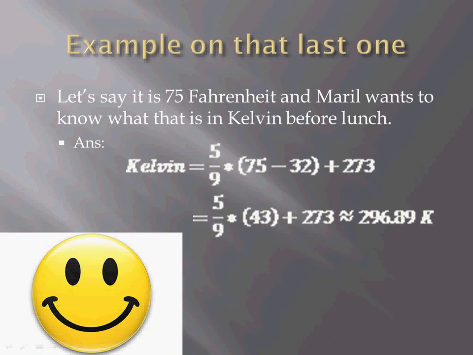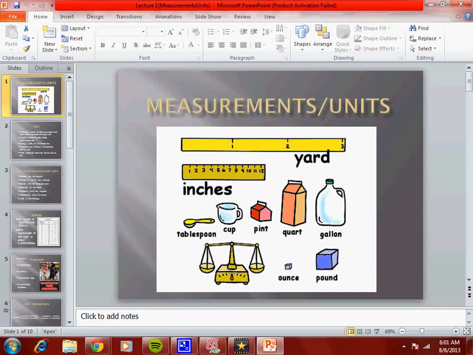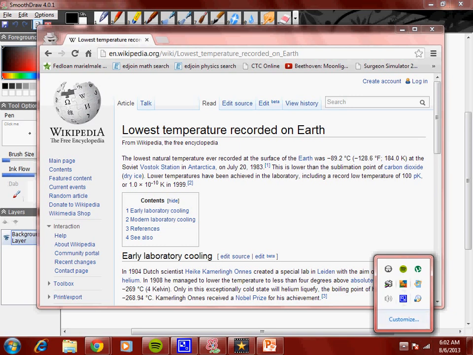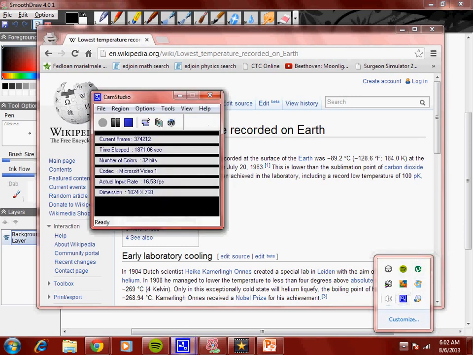43 times 5, and then divide that by 9. That gave you 23.89, 8 repeating, and I'm adding this to it. I went with, I guess, 5 significant digits for some reason. And we have a happy smile. We are happy because we converted that to Kelvin. And that's it.